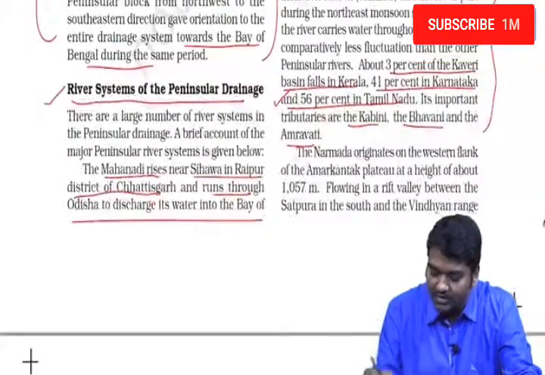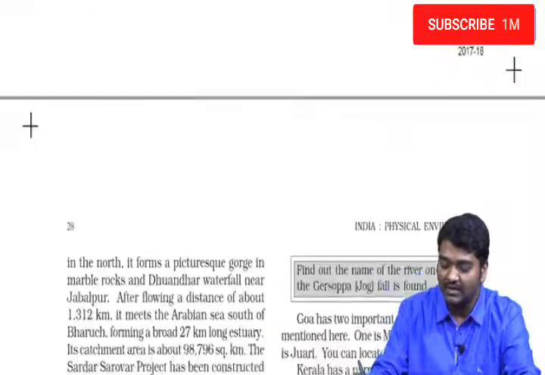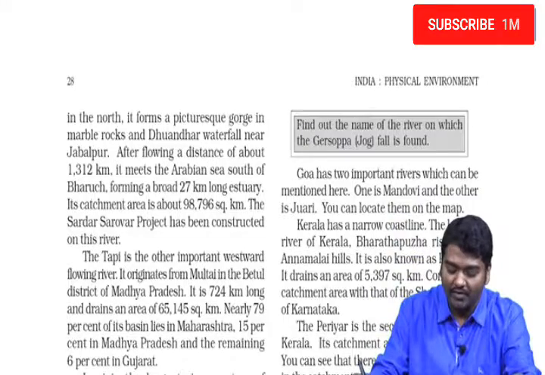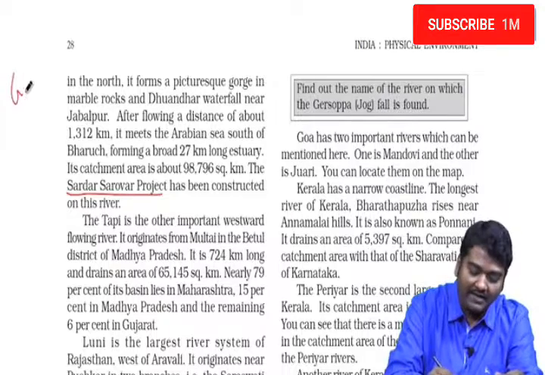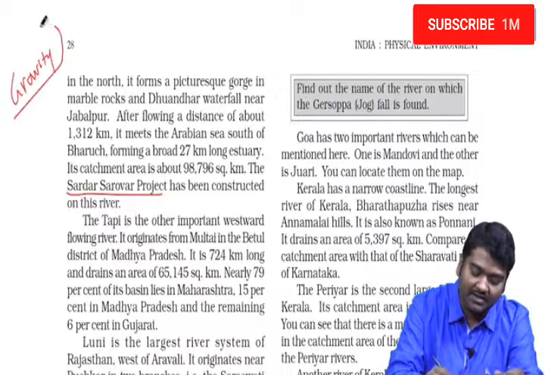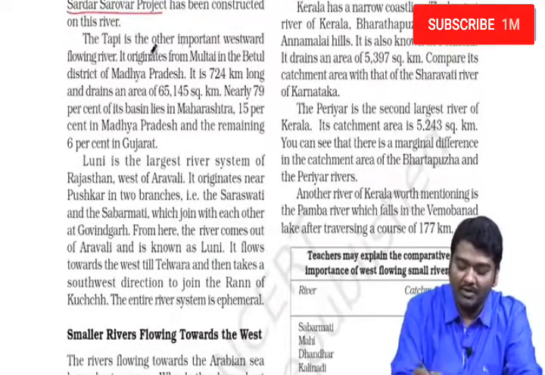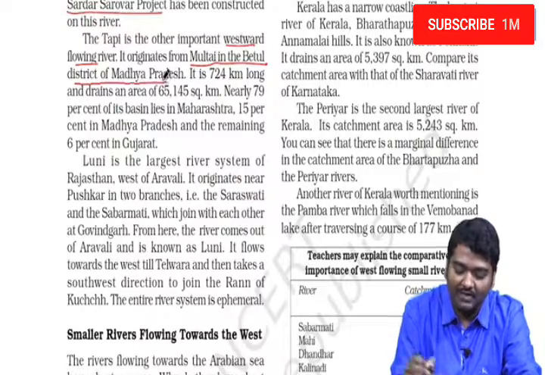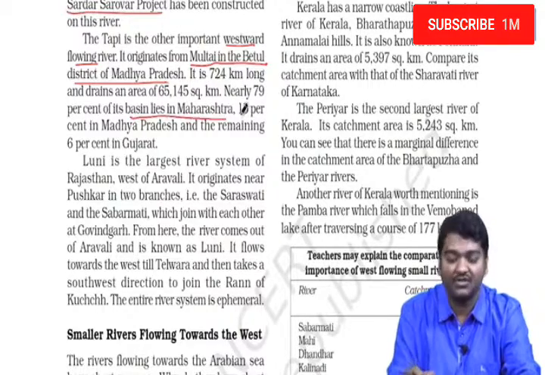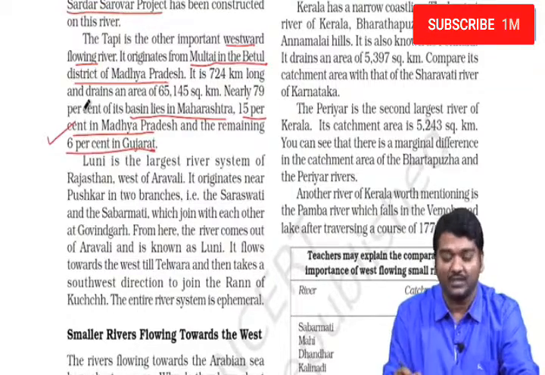Narmada originates on the western flank of the Amarkantak plateau. I have already told you about this. Very, very important for you. Recently, the Sardar Sarovar project, a gravity dam, was constructed on this. Very, very important for us. Tapi is the other most important westward flowing river. It originates from Multai in the Betul district of Madhya Pradesh, right? Nearly 79% of its basin lies in Maharashtra, 15% in Madhya Pradesh, and the remaining 6% in Gujarat.